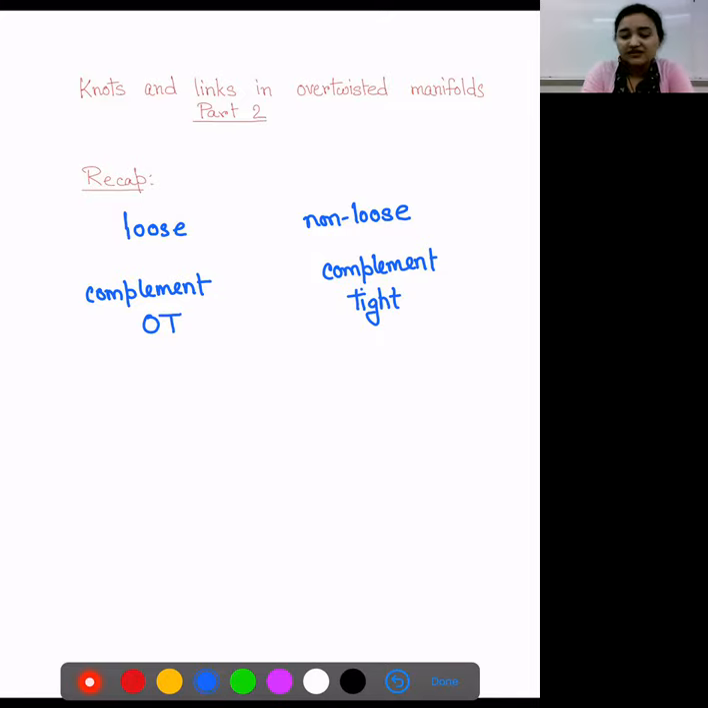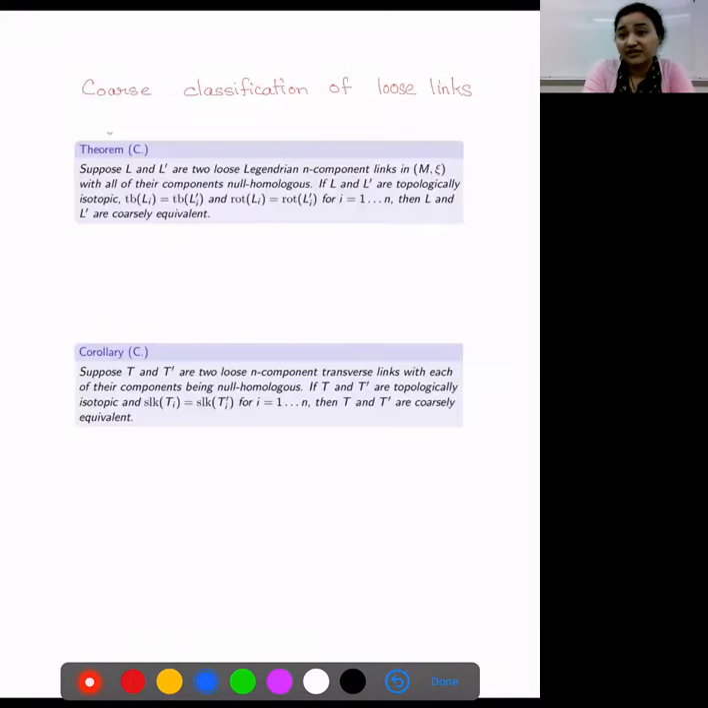It turns out that loose links can also be classified coarsely by their classical invariants. This is my first result: if we have two loose Legendrian null homologous n component links, and here by null homologous I mean all the components are null homologous, and the links are topologically isotopic, and the TB and the rotation number are the same component wise, then they are coarsely equivalent. So what is the main idea of this proof?